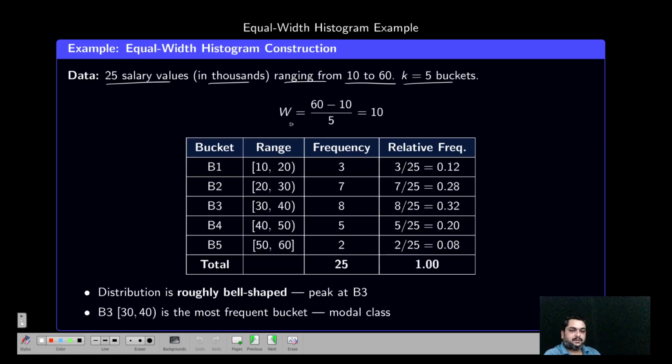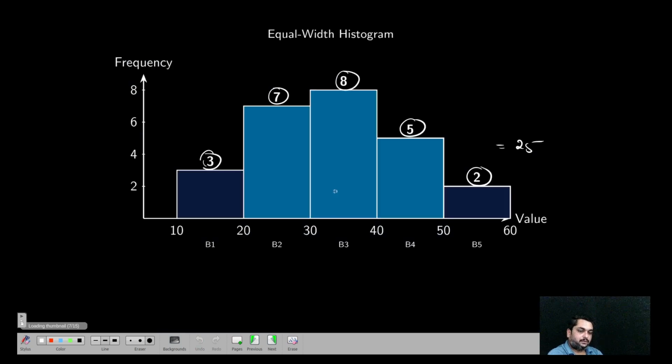Now what is the width? Width is maximum minus minimum divided by k, that is 60 minus 10 divided by 5, which is 10. And then they want to create 5 buckets. So what will be the interval? Initially, bucket 1 will contain 10 to 20. That's what is given here: 3.